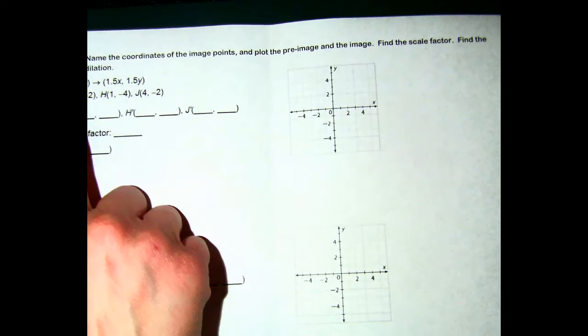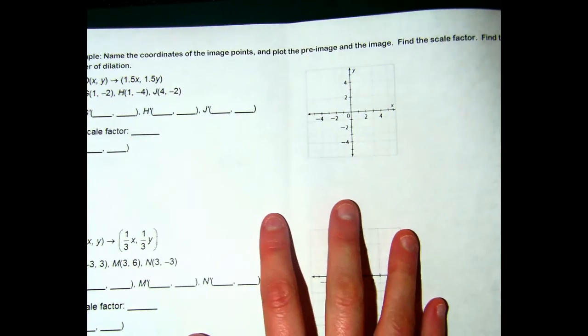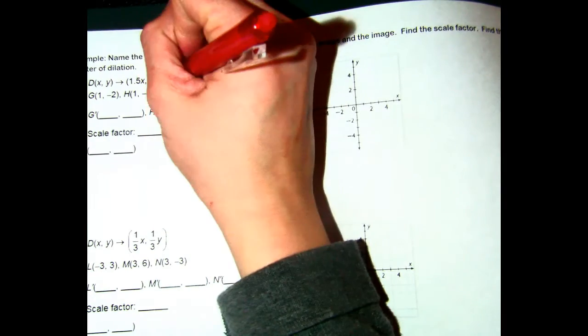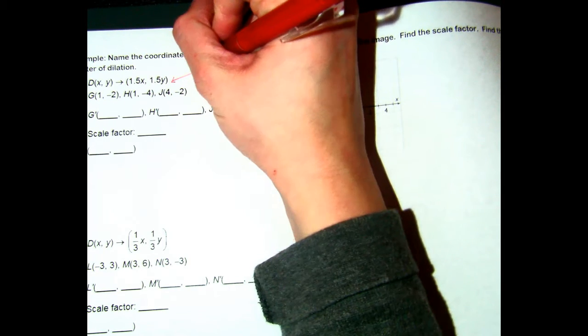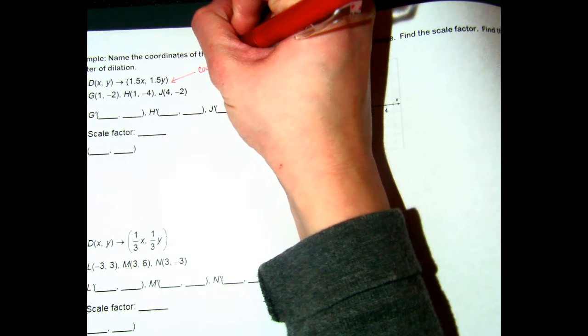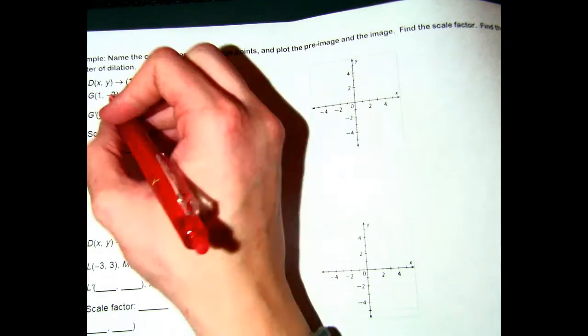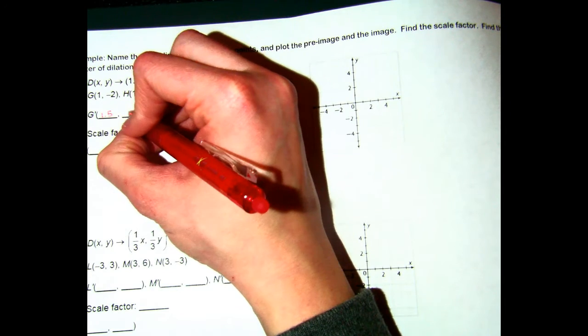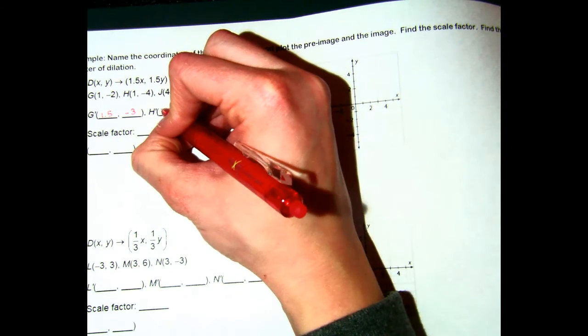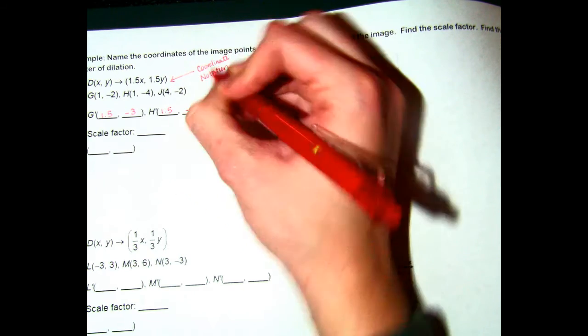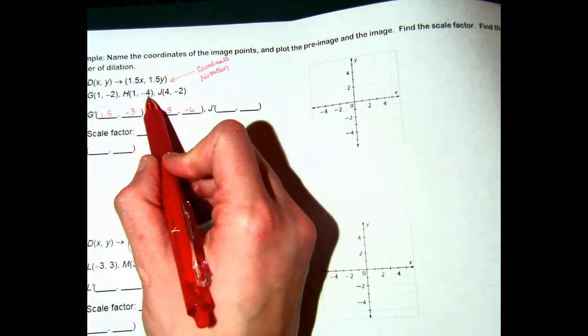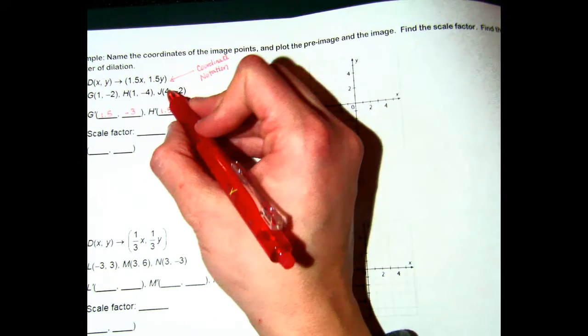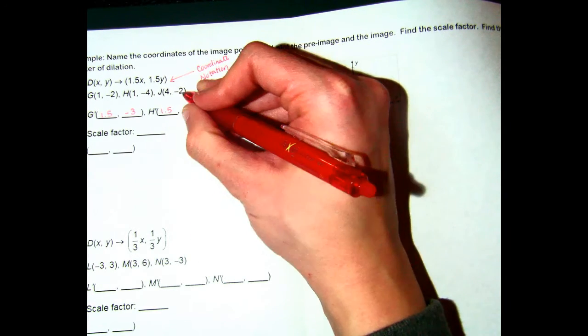So we have a rule here. It's been a while since we've had this, so in case you have forgotten what this is, our rule. This is our coordinate notation. Don't forget what that means. What that means is we take our x's, we take our y's, we multiply them by 1.5. So to get G prime, I have 1.5 and negative 3. 1.5, negative 6. I'm just multiplying. 1 times 1.5. Negative 4 times 1.5. 4 times 1.5. Negative 2 times 1.5.